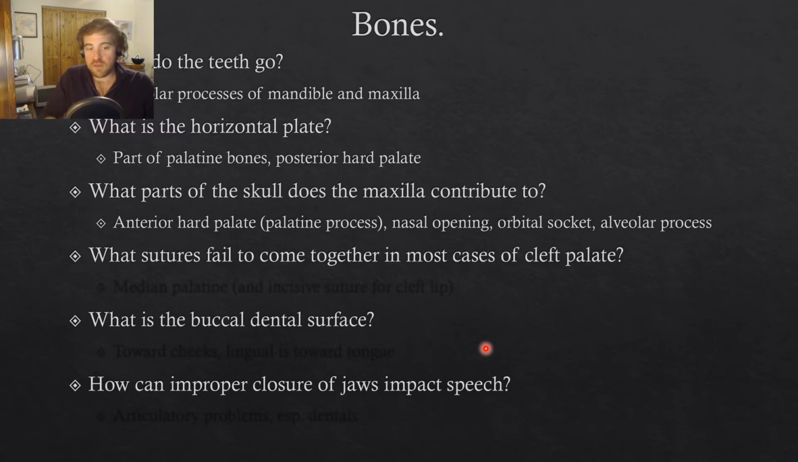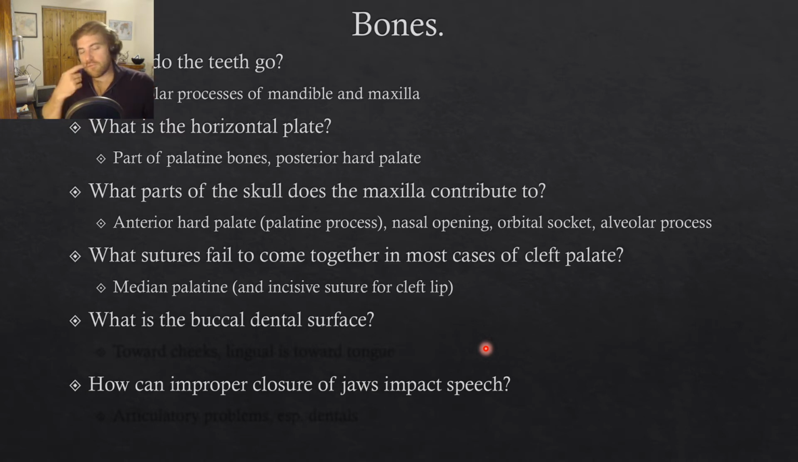What suture fails to come together in most cases of cleft palate? It's just one. It's the medial palatine suture. And then for cleft lip, it's also the incisive suture. So if you had cleft lip and cleft palate, it would be the median palatine suture and the incisive suture.